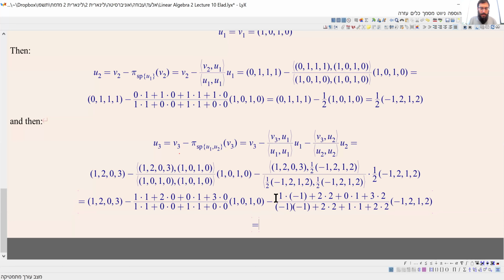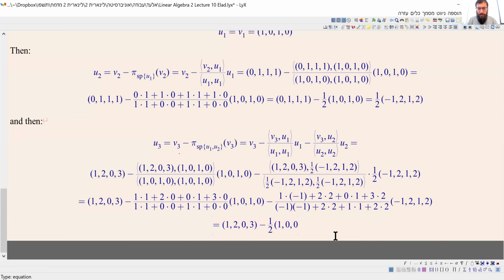Okay. Now, what do we have here? Here we have 1 above 2. It is yet again half. Here, it is minus 1 plus 4 plus 6. It is 9. And here, 1 plus 4, 1 plus 4, 1 plus 4. I think it is 10. Correct me as much as needed.